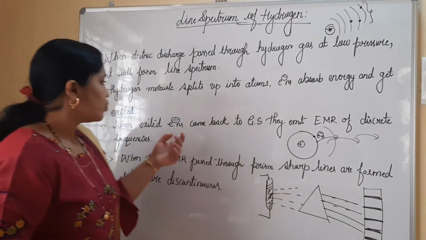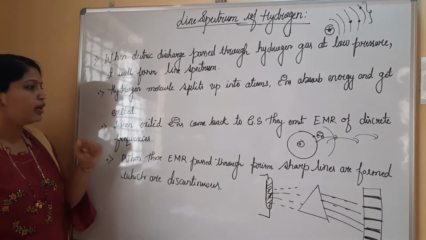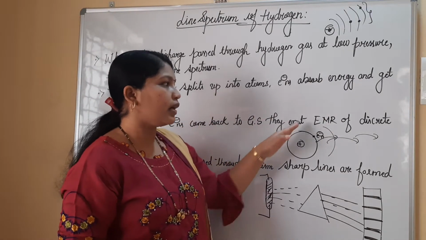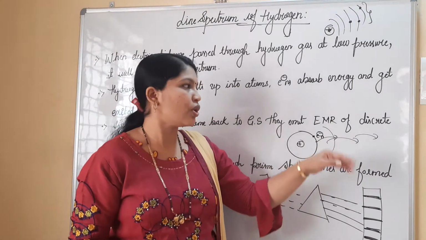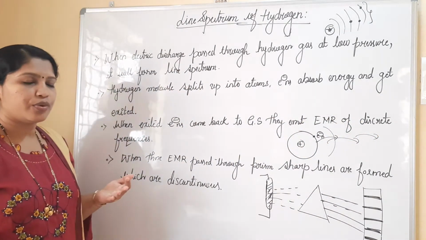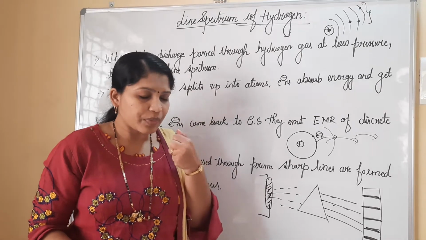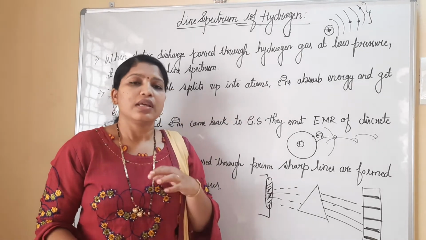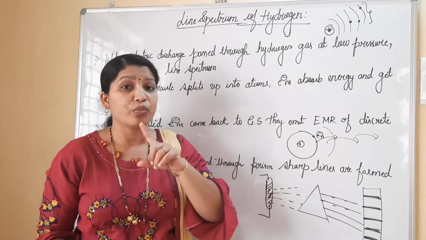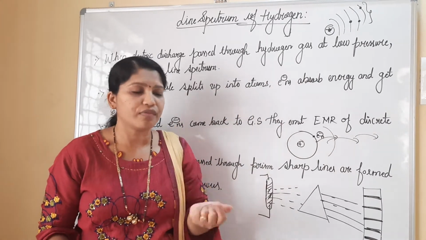Okay, now let us move to the third point. When excited electrons come back to the ground state, they will emit electromagnetic radiations of discrete frequencies. As I told you, whatever energy is absorbed by the electron is going to move it to a higher energy level, and it will be coming back with different frequencies or different wavelengths.